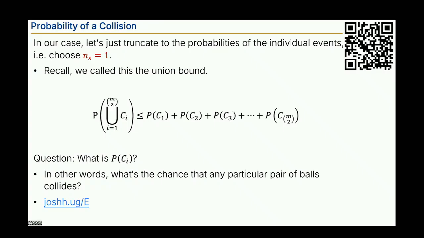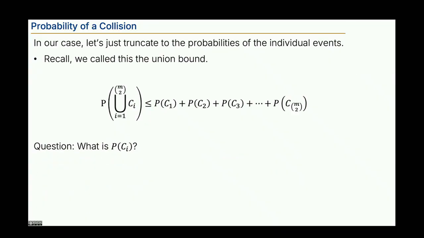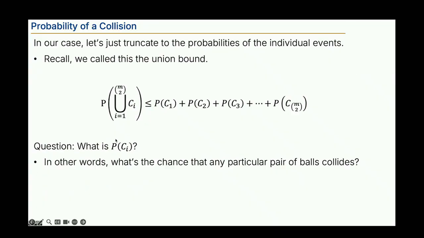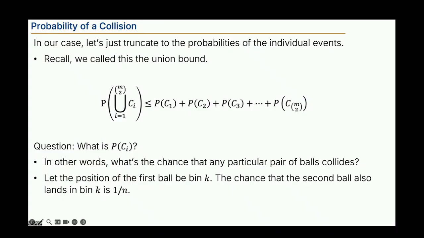All right, I'm going to give it away. So what's the chance that any particular pair of balls collides? Well, let's say that the position of the first ball is bin K, like 38. The first one lands, and now you throw the second one. What's the chance the second one lands in the same place? Well, it had a 1 in n chance, so it's 1 over n.